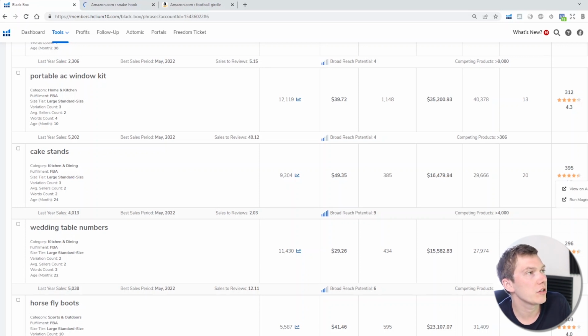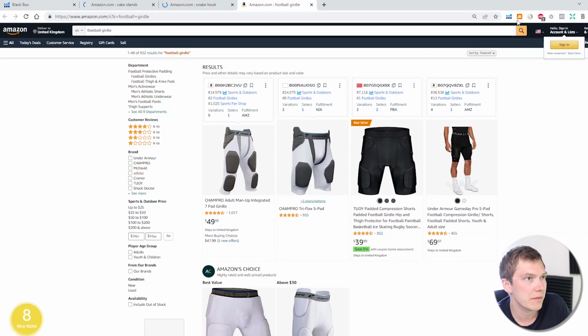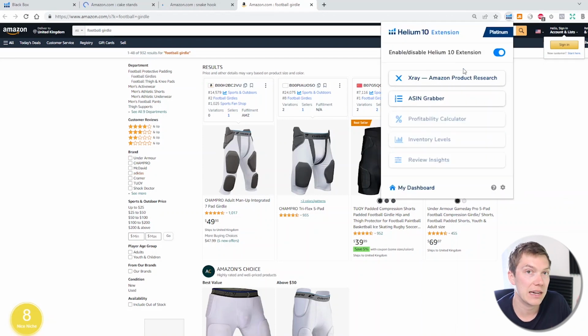And now what we want to do is basically have a look at what the Amazon results are showing us. So if we load up football girdle, which had a decent amount of search volume per month, we can now run our Helium 10 X-ray tool. So you'll need to install the Helium 10 Chrome extension to be able to do this. Again, it's completely free, and I'll put a link for that in the description of this video.